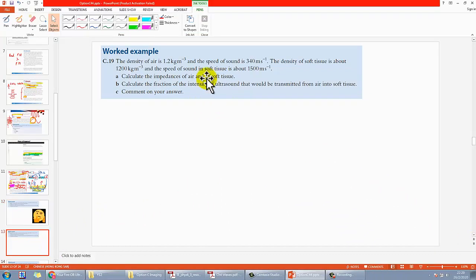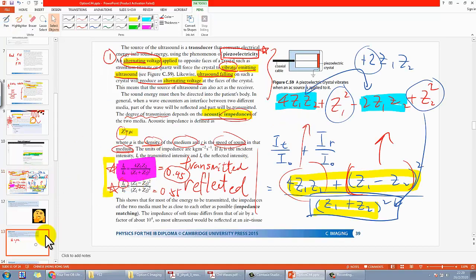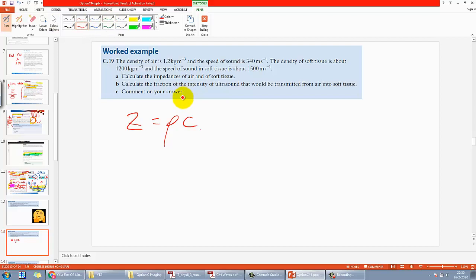Okay, so this question is actually quite straightforward. What you have to use is the equation that we have, including impedance equals density times C, and also that two equations probably. Okay, so let's try to identify what is inside the question. First of all, it tells you the density of air and the speed of sound, which is C. So try to also have a habit of writing down the symbol next to it.